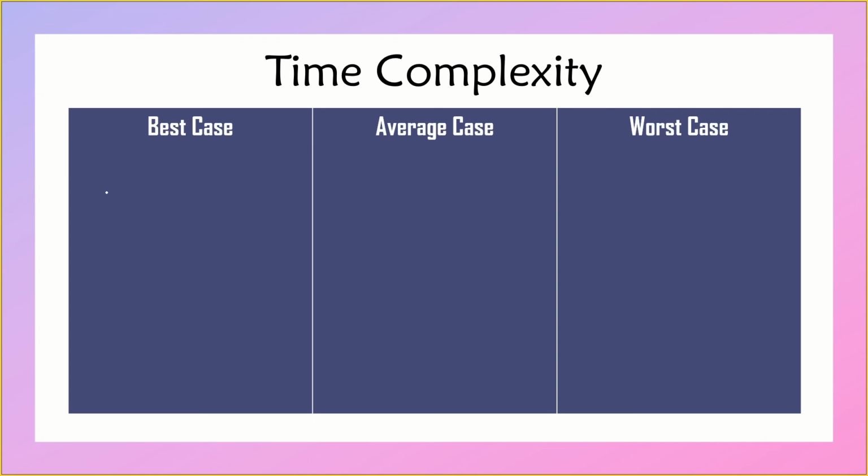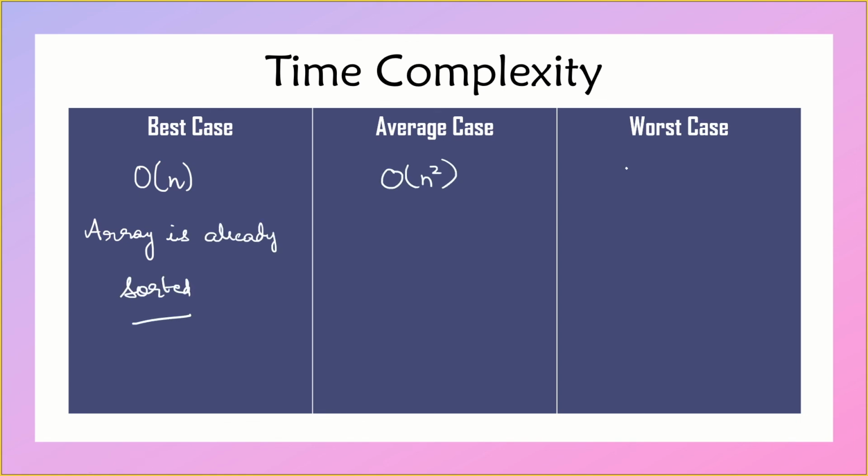So here is the time complexity for insertion sort algorithm. In the best case, it is O of n. The best case is when the array is already sorted. In the average and the worst case, the time complexity is O of n square. The average case will be when the array is randomly sorted. And the worst case will be when the array is reversely sorted.